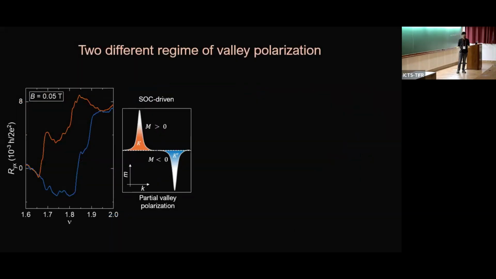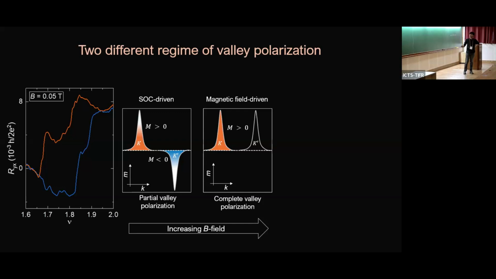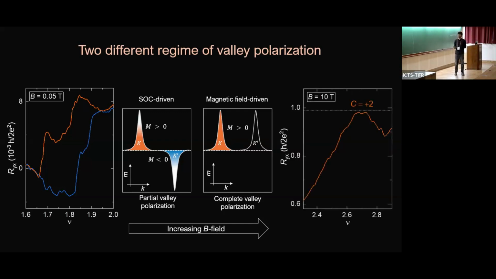So we have explored two different regimes of valley polarization. Near zero magnetic field, it's stabilized by spin orbit coupling. We see anomalous Hall effect, but it's not quantized. So we believe that this is probably a partially valley polarized state instead of a fully valley polarized state. And by increasing the magnetic field, we can polarize the valleys fully, and we realize quantized Chern insulators.